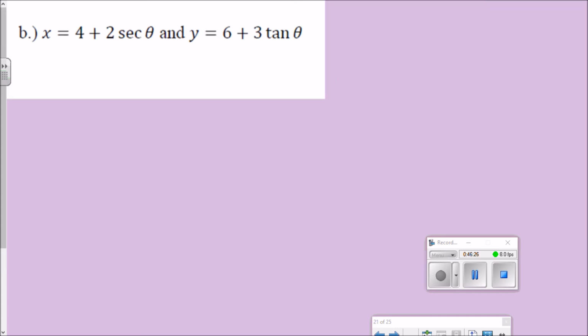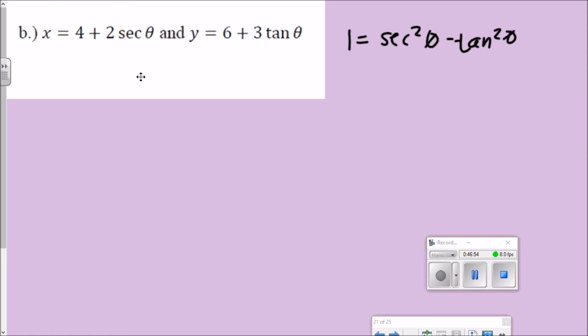This says x is equal to 4 plus 2 secant theta, and y is equal to 6 plus 3 tangent theta. This is going to be the same idea, but I'm going to use a different trig identity this time. Here's how I know: there's secants, there's tangents. So I'm going to use 1 is equal to secant squared theta minus tangent squared theta. That's the one I'm going to use.